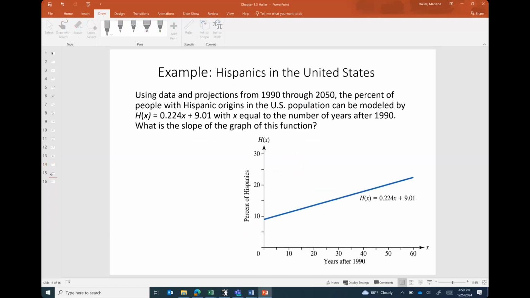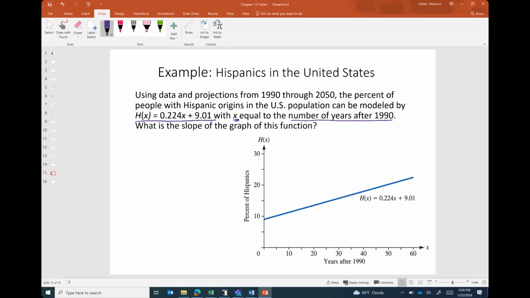All right, so let's look at another example here. Here we have a graph of a model for data beginning in 1990, projected through the year 2050, and it's the percent of people with Hispanic origins in the U.S. population. This model says h of x is equal to 0.224x plus 9.01. x is equal to the number of years after 1990.